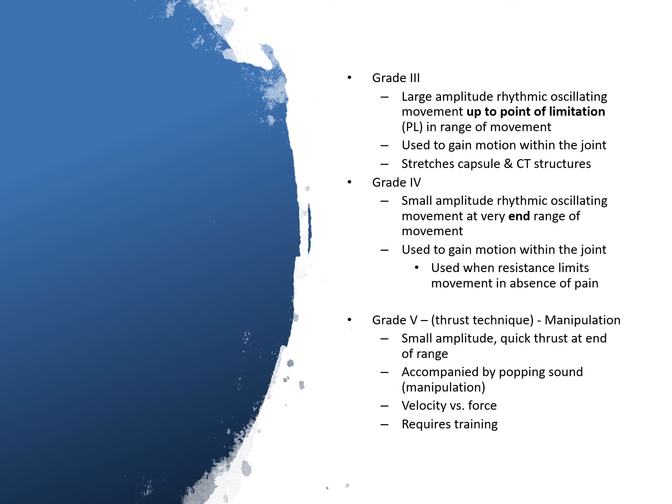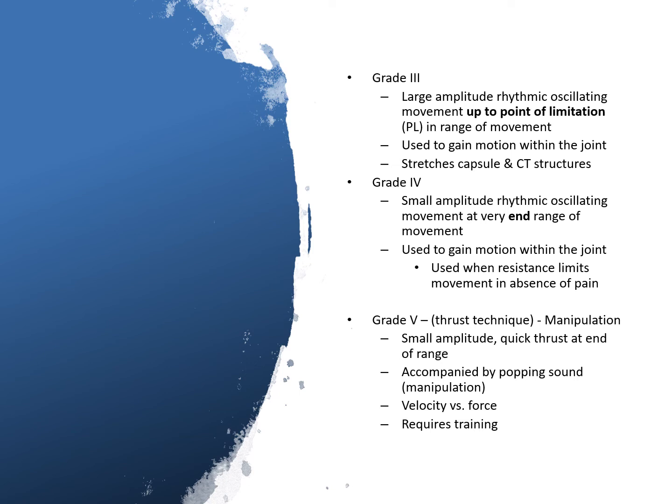You are supposed to give this grade 3 till you come to a resistance in a joint, till you come to a resistance in the range of motion. This grade is given to increase the range of motion. It helps in stretching the capsule and the connective tissue structures.